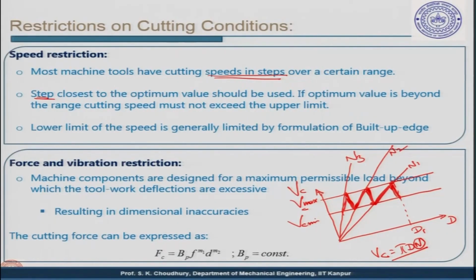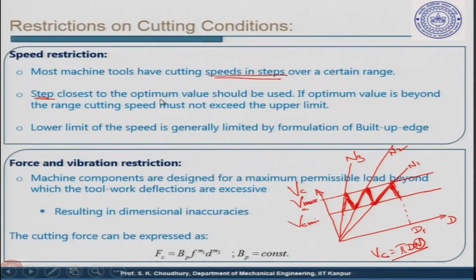So, these steps, as you know, can be in geometric progression, so that the whole headstock could be compact, that is, the gearbox can be compact. All right. Now, the step closest to the optimum value should be used. Whatever optimum value that you have found out, that should match the step available. If not, then you come back to the next step with the closest V, and then V has to be adjusted. The V optimum that you have calculated from the minimum cost or maximum production rate has to be adjusted accordingly.